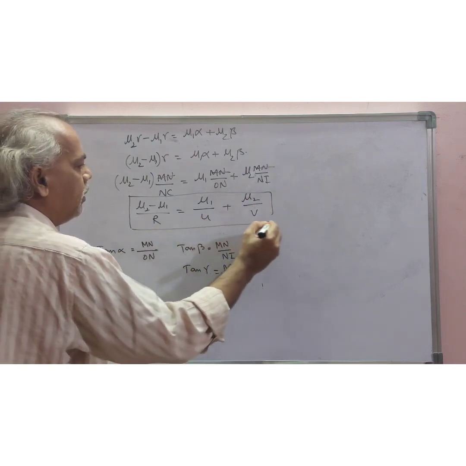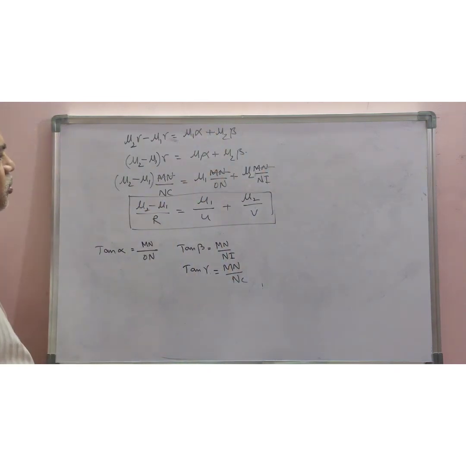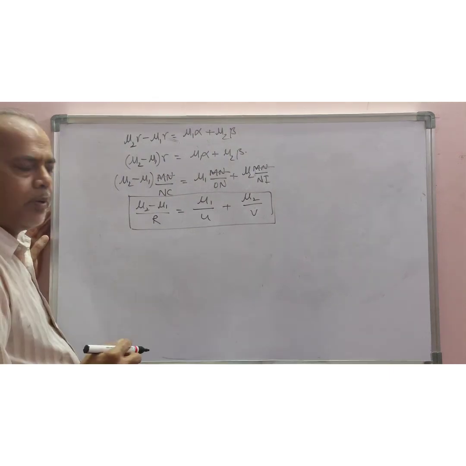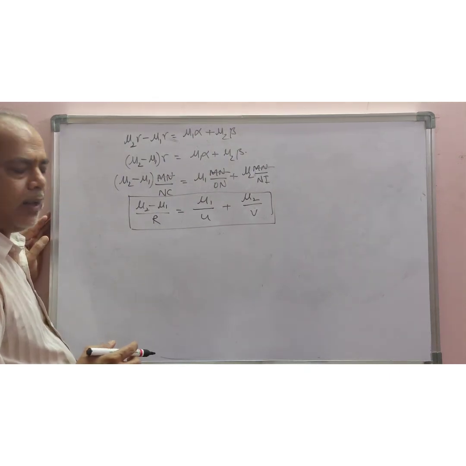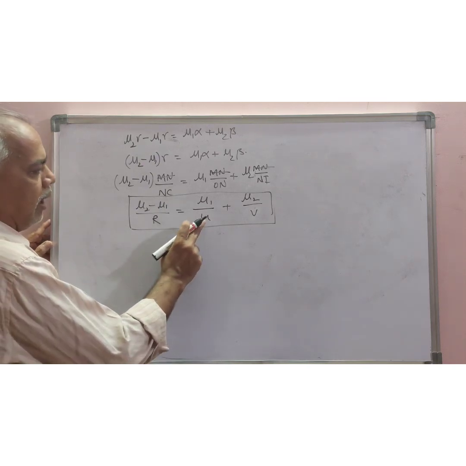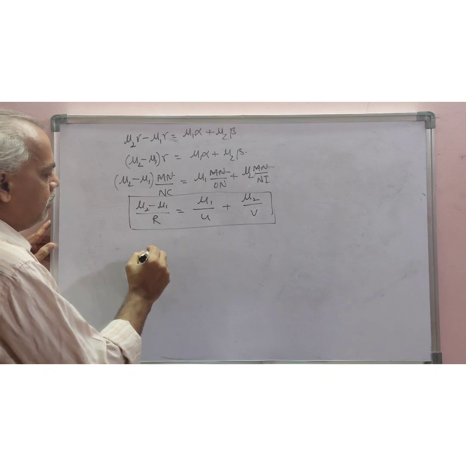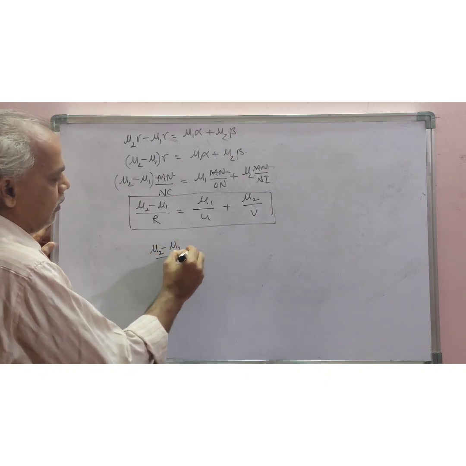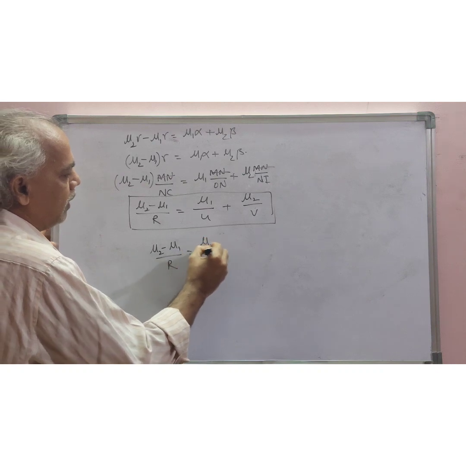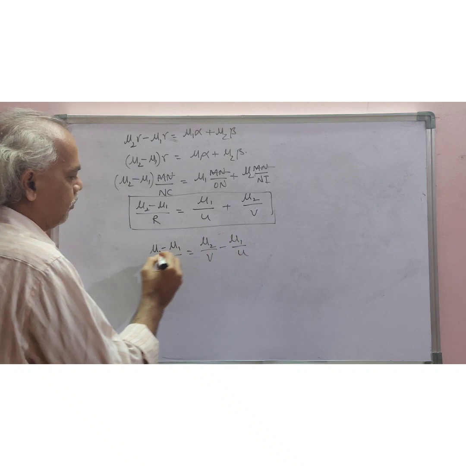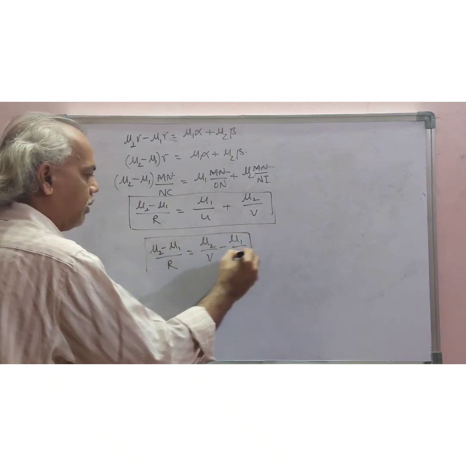This is refraction through spherical surfaces. We take the sign convention here, that the object distance is negative. So mu2 minus mu1 by r is equal to mu2 by v minus mu1 by u. It is okay.